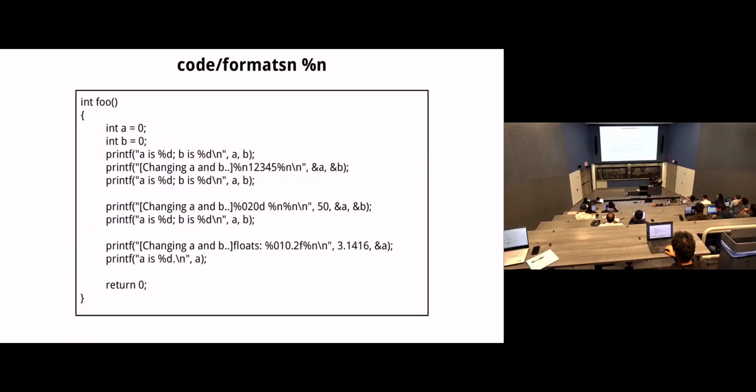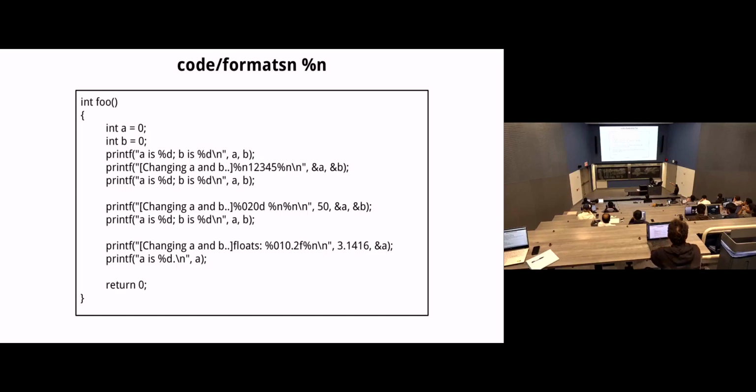So how can this go wrong? This looks perfect so far, right? The problem is in the percentage n. Let's understand how percentage n works. This is a simple function, foo. We have 2 local variables, a and b. The first one is printf: a is percentage d, b is percentage d, then a and b. So what will be the output of this line? What? 0, 0. Just 0, 0, right?